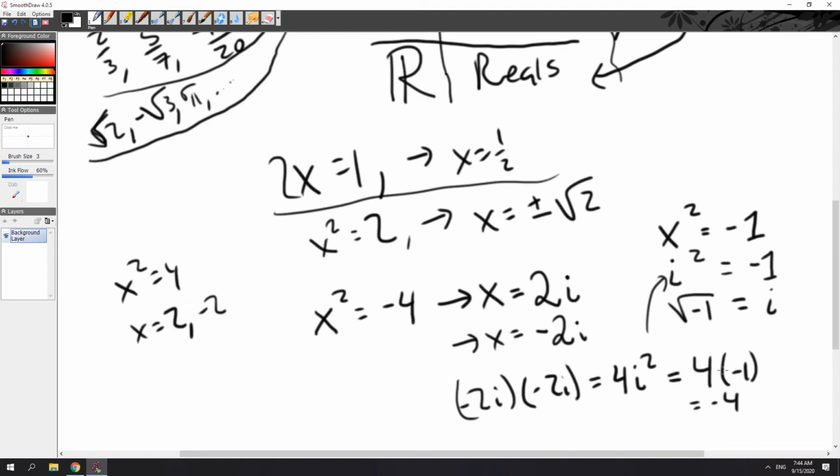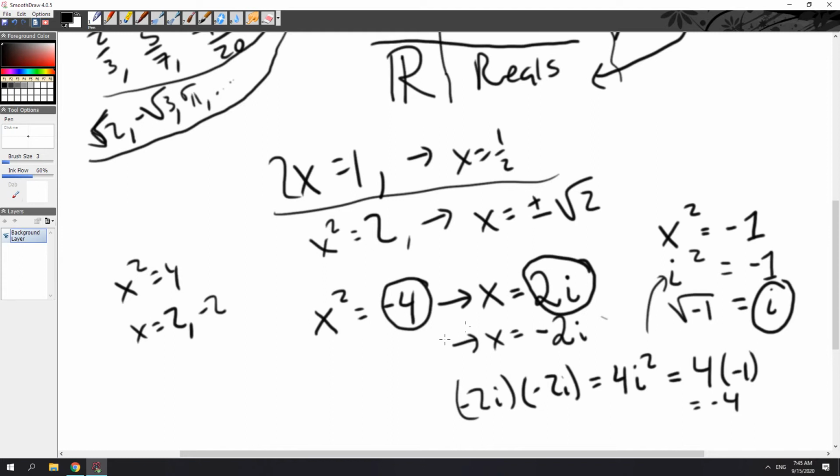Okay? So we're going to get into adding and subtracting and multiplying complex numbers. But we didn't talk about what a complex number is. Okay, so this is an imaginary number, right? The whole thing is imaginary. This is an imaginary number. This number over here, negative 4, this is real, right? This is a real number.